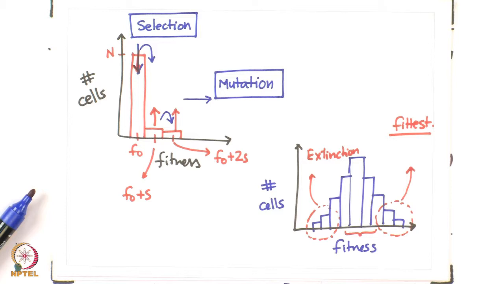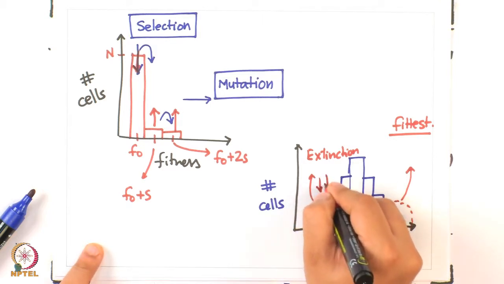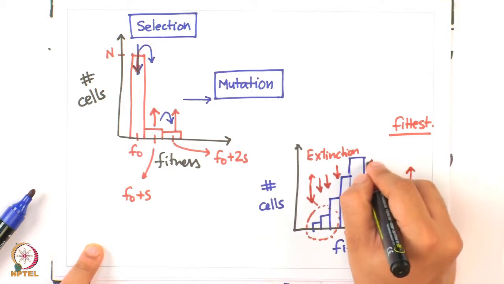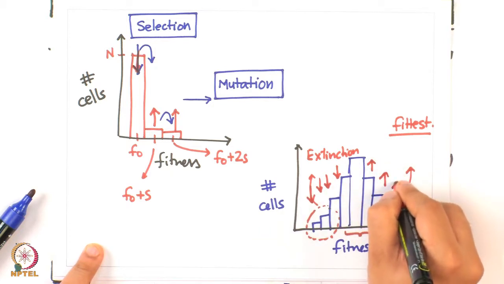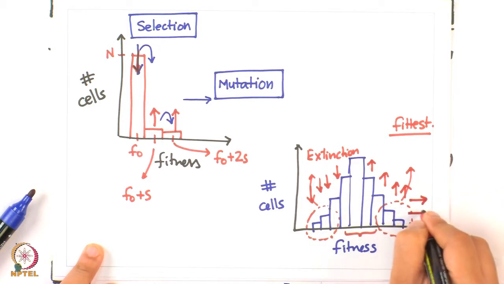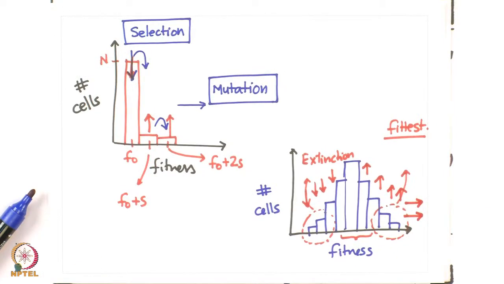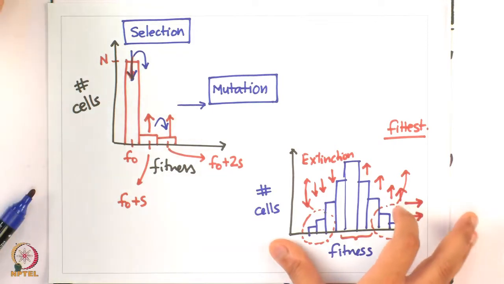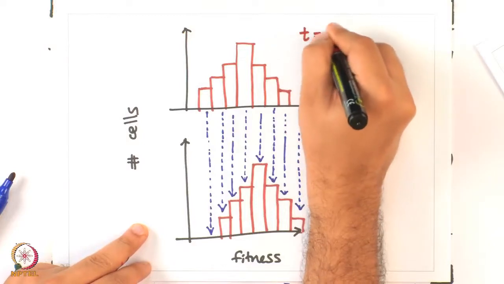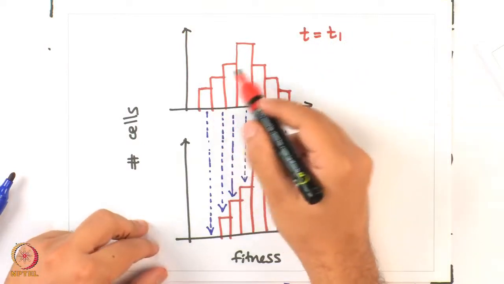This is not steady in nature because selection is continuously acting to remove these genotypes from the population. Selection is also acting to increase the frequency of these genotypes in the population, whereas mutation is pushing this wave forward. So, at steady state, this distribution acquires a moving wave kind of a phenomenon, which is perhaps best represented by this graph. So, at t equal to t1, the distribution looks such as this.